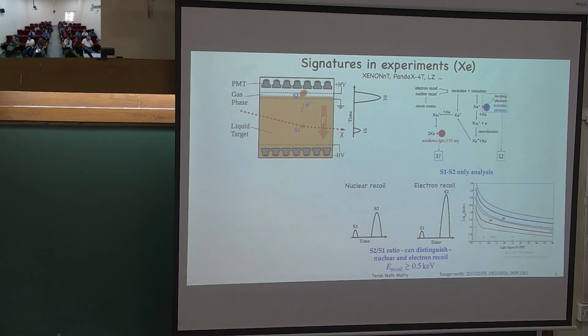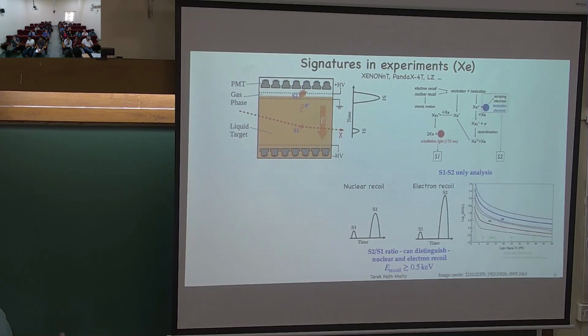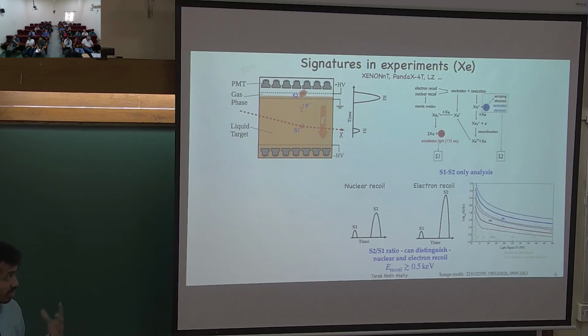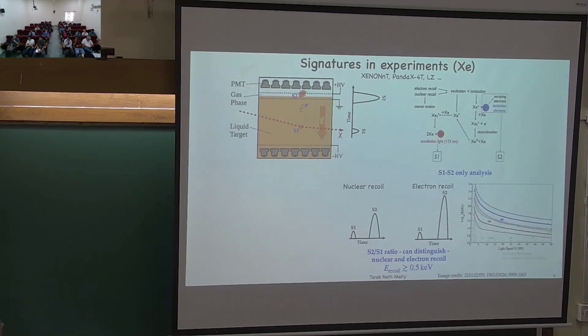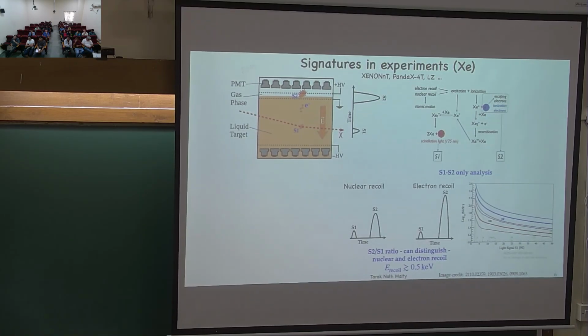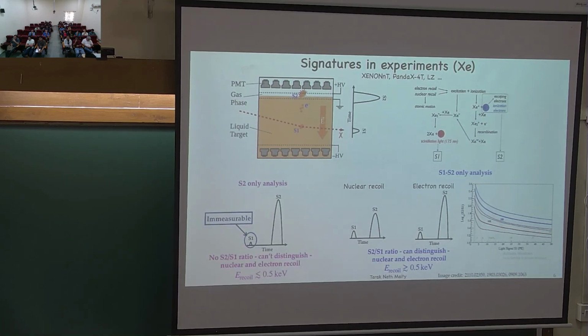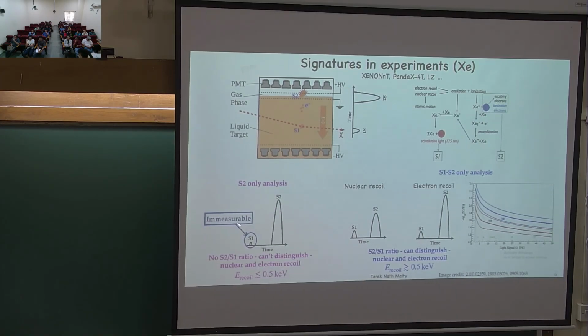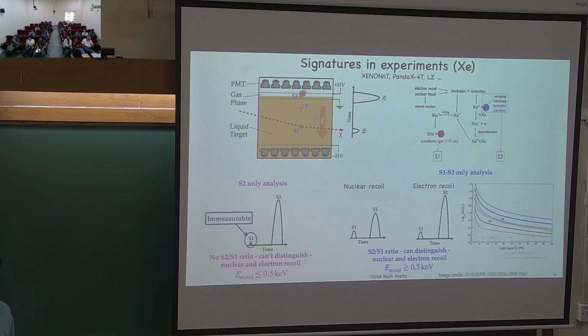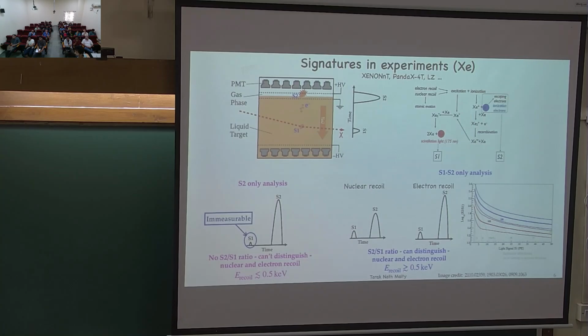And above half a keV energy, if your recoil energy is above half a keV or so, you could separate out nuclear and electron recoil very efficiently. Now if your recoil energy falls below half a keV or so, then you cannot observe S1 because it's very small, but you can still observe S2 because the ionization you produce is accelerated by the electric field. That's why, to search for such low energy recoil, people usually focus on S2-only analysis.